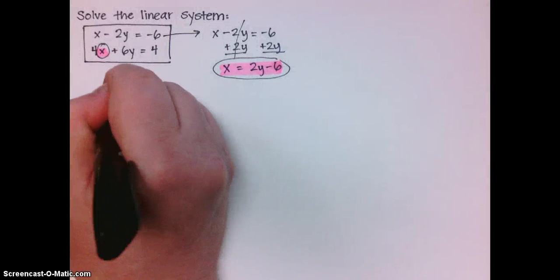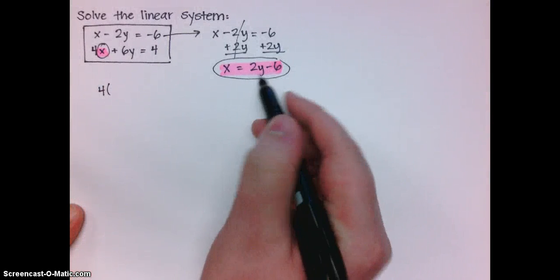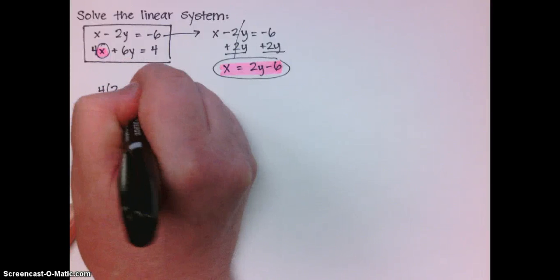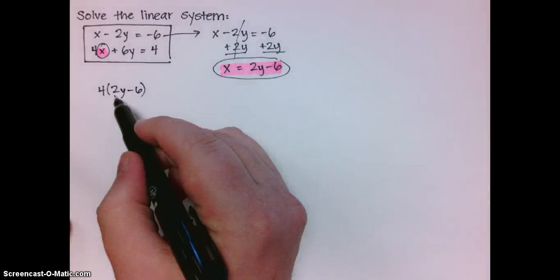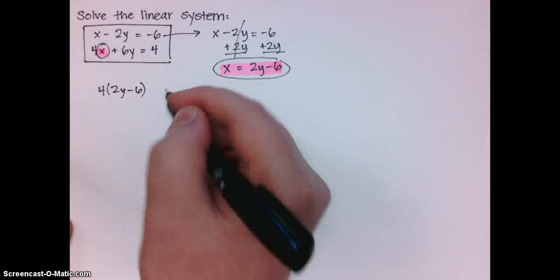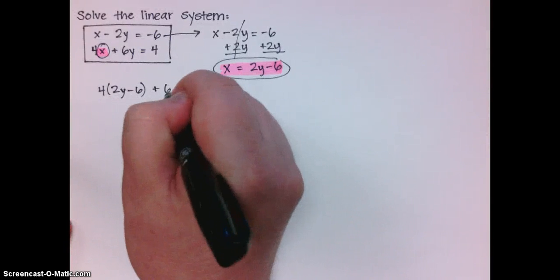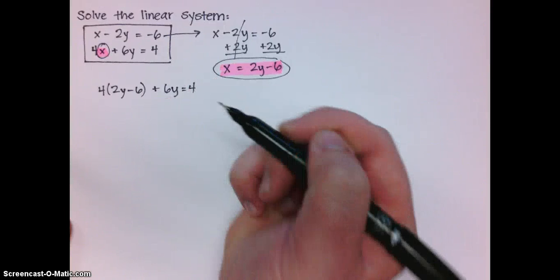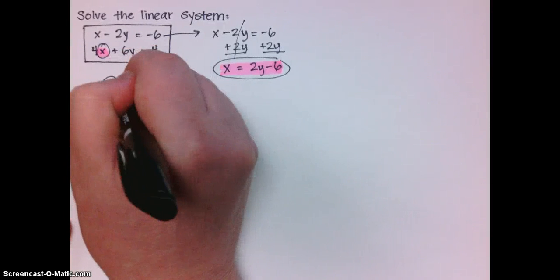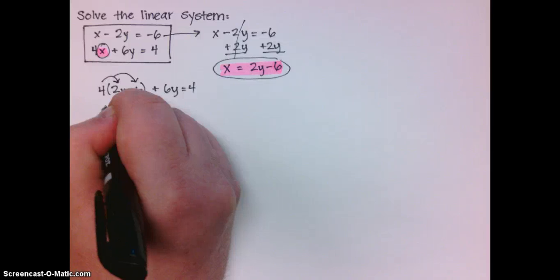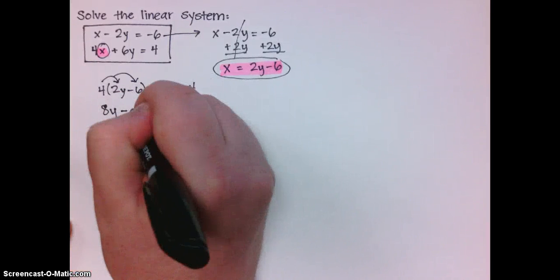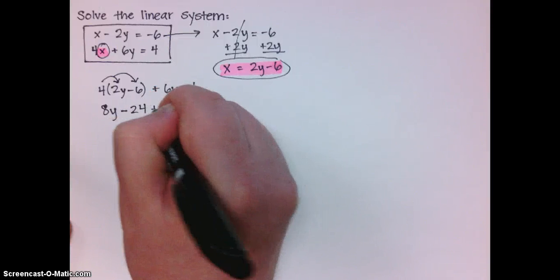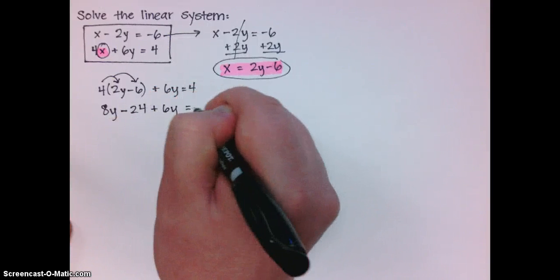So I have 4 times now the x in parentheses, 2y minus 6. If you make one mistake, it's probably going to be forgetting the parentheses. That's very important. Plus 6y is equal to 4. Let's work this out. Do the distributive property. 4 times 2y is 8y. Minus 4 times 6 is 24, plus 6y is equal to 4.